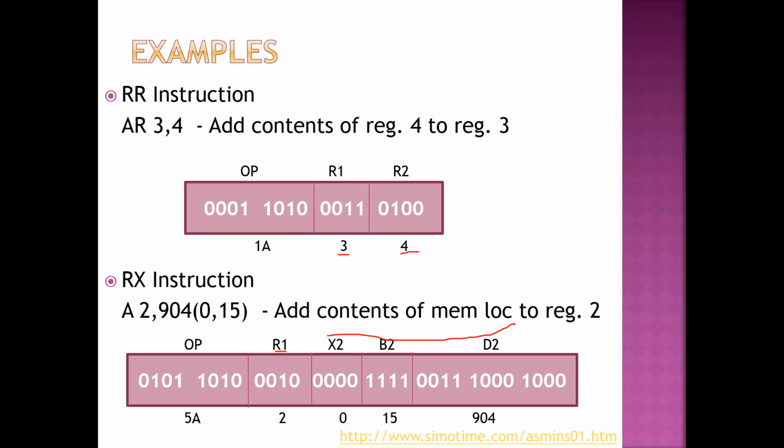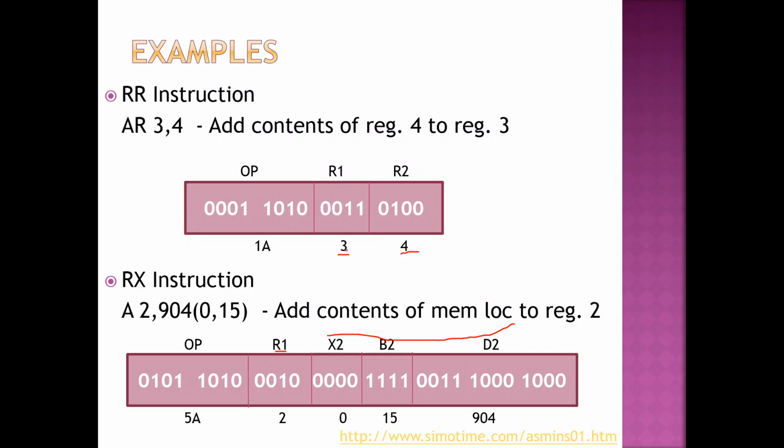That is why x2, b2, d2 all together is going to be my memory location. That is going to be my operand 2, right? That is the meaning of 1, 2 and all, right? These things. So the opcode for AR is 1A. So I'm representing 1, I'm representing A. Done? Yes.